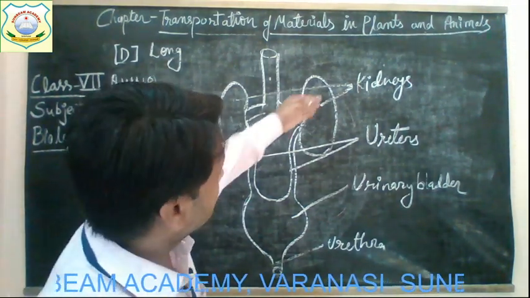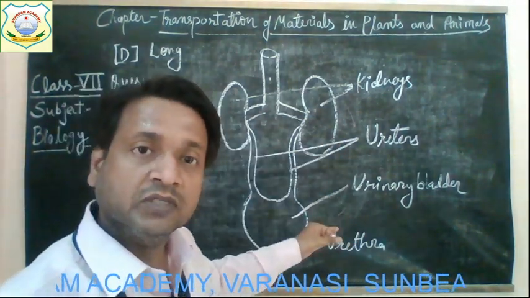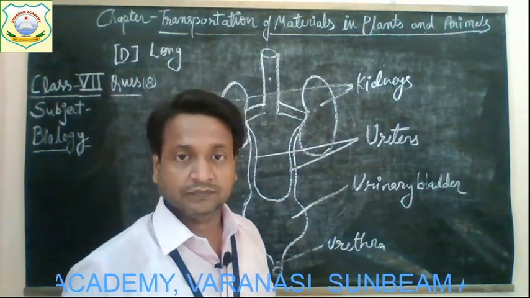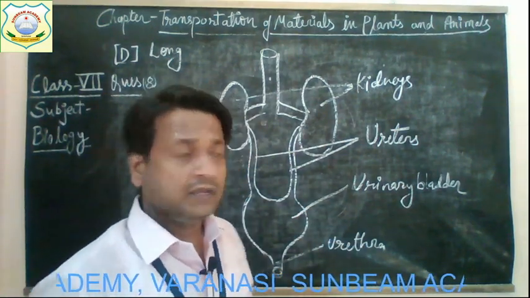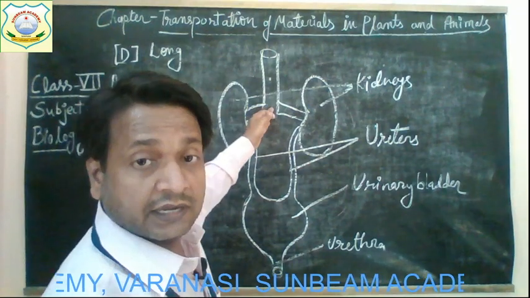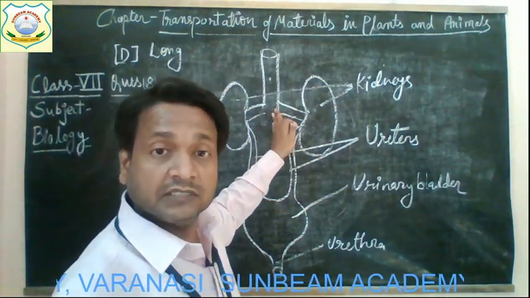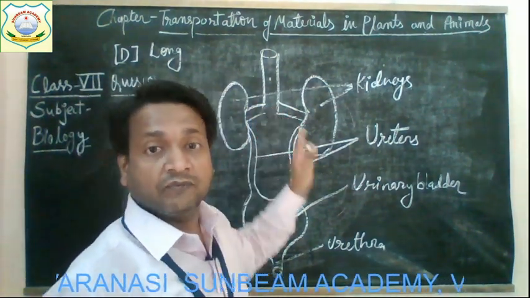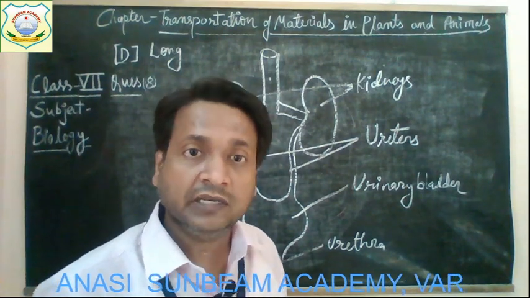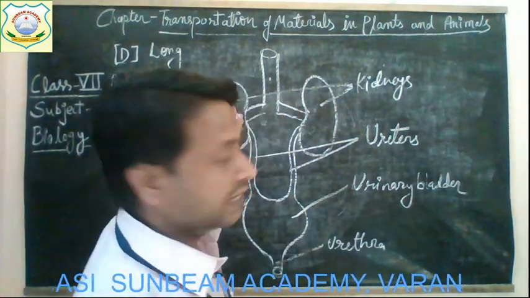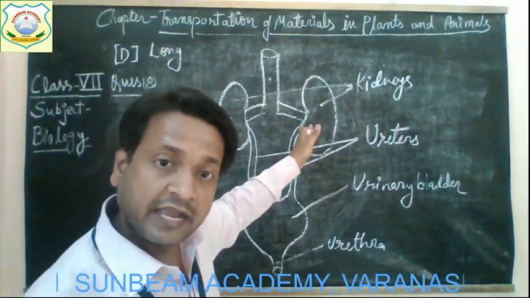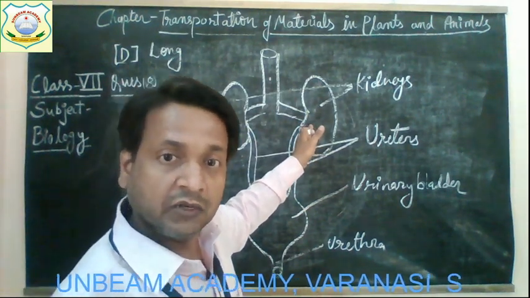Alright, children, so these four different organs form our urinary system. The blood vessels carry the blood which has the harmful waste, that is urine, so they enter the kidneys. The kidney filters that blood and separates the urine.